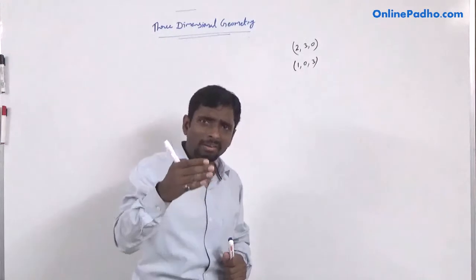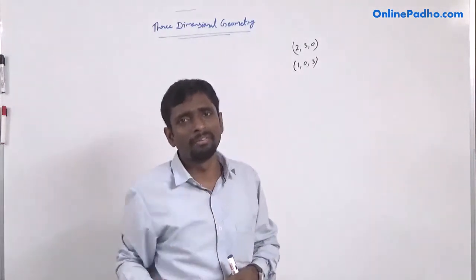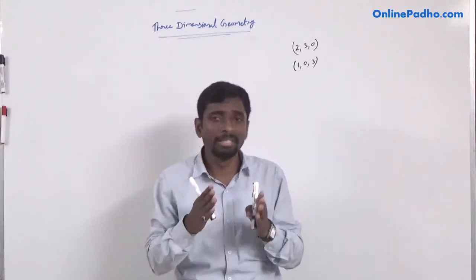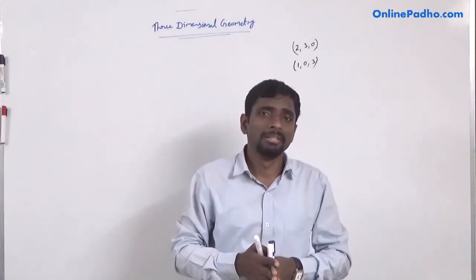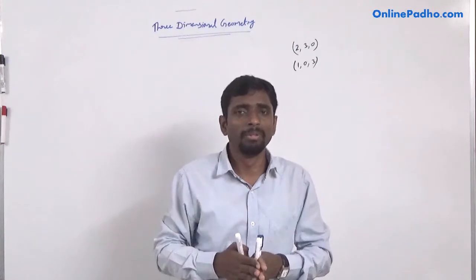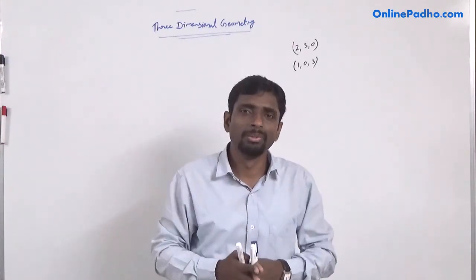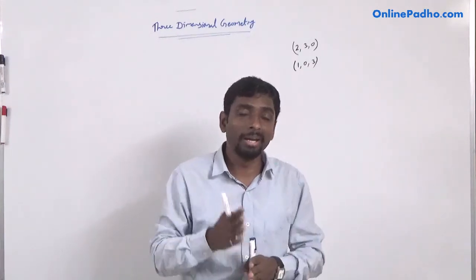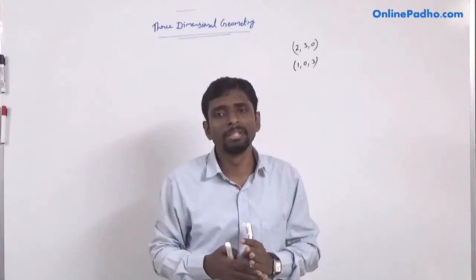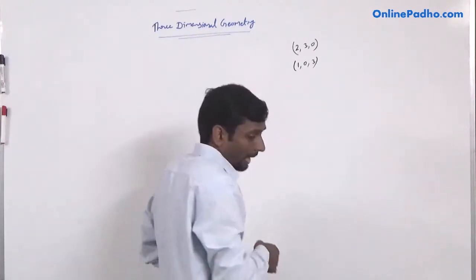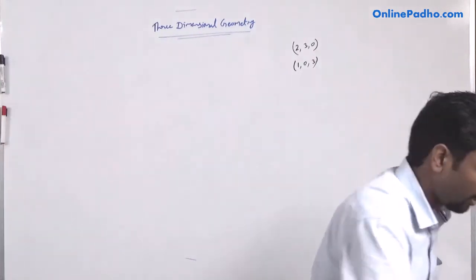If a point lies on the xy plane, either on the positive or negative side, its z coordinate will be 0. If a point lies on the yz plane, its x coordinate will be 0. If the point lies on the xz plane, its y coordinate will be 0. So in that way, we can locate the point on the coordinate axes in the three-dimensional plane, right? Now, let's see a question based on the section formula.